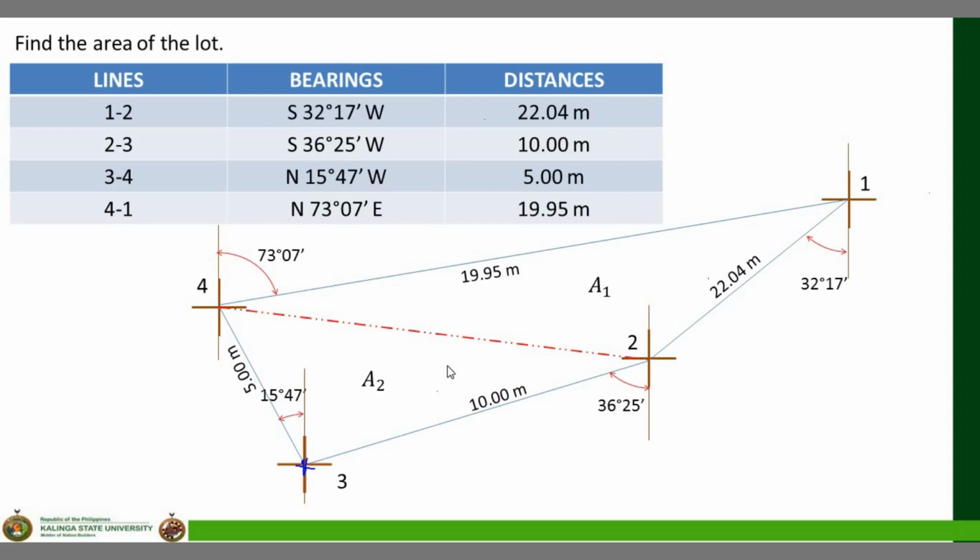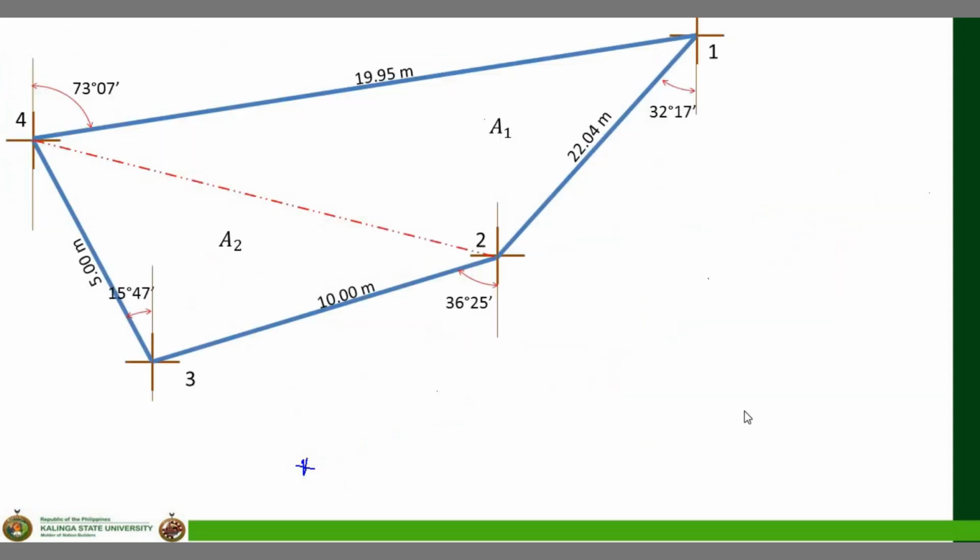What will I use? In the previous slides, I have shown you different formulas used to determine the area of a triangle. It's up to you which formula you will use. I just want to show you my solution for this problem. At station 1, I have a bearing of 32 degrees 17 minutes. With vertical angles, this is also 32 degrees 17 minutes at station 2. Vertical angles.